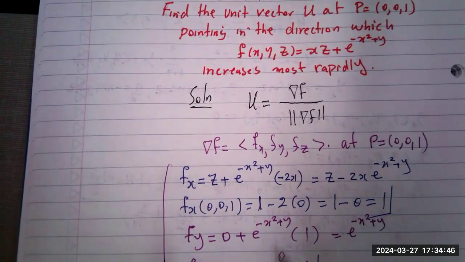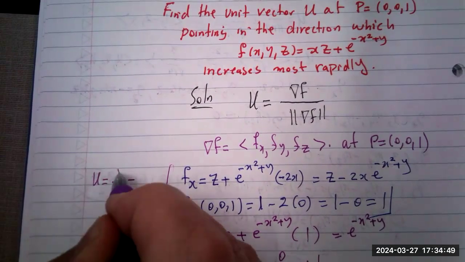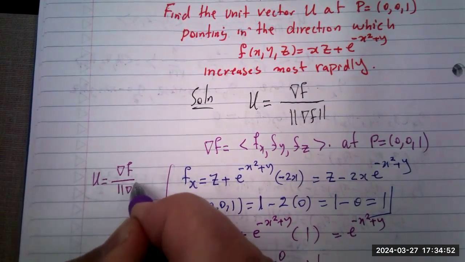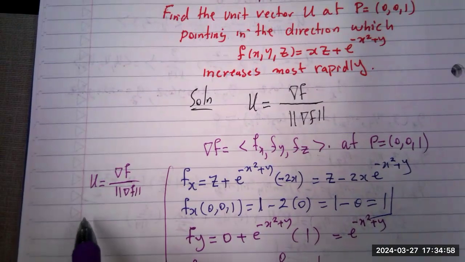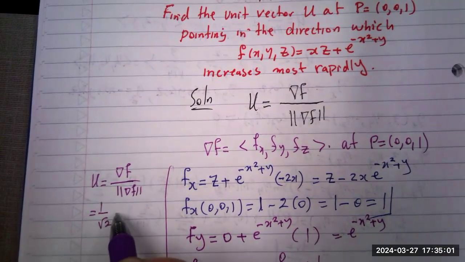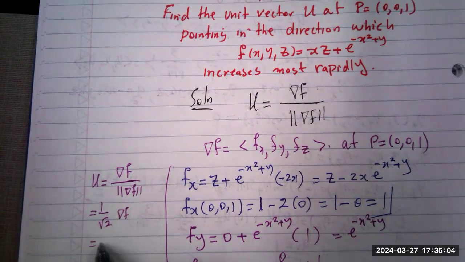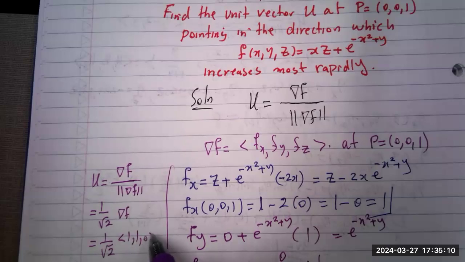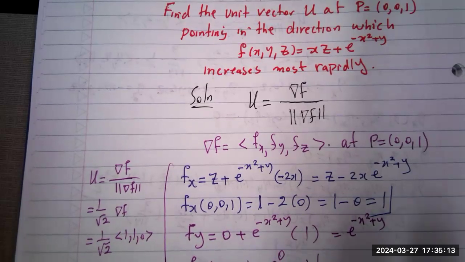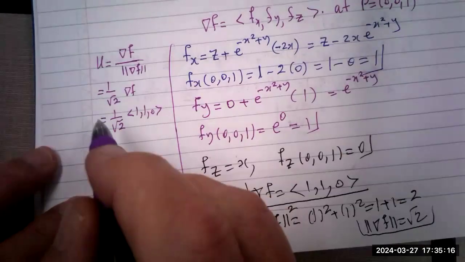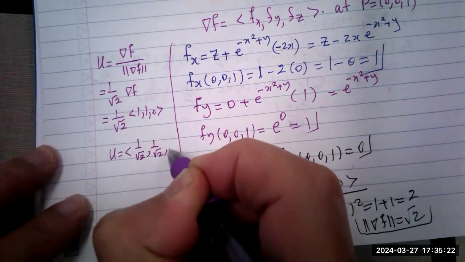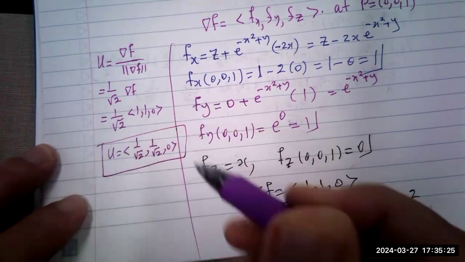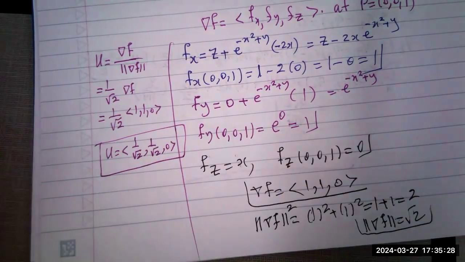So the unit vector is the gradient over the norm of the gradient. The norm is radical 2, so it's going to be 1 over radical 2 times the gradient vector, which is (1, 1, 0). So the unit vector that you are looking for is u equal to (1 over radical 2, 1 over radical 2, 0). So that's the kind of application problem that we're going to have.